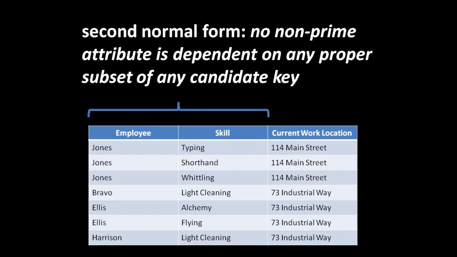The second normal form is maybe a bit trickier. It's certainly more of a mouthful to say. No non-prime attribute is dependent on any proper subset of any candidate key. And to unpack that, we first have to define some of those terms.